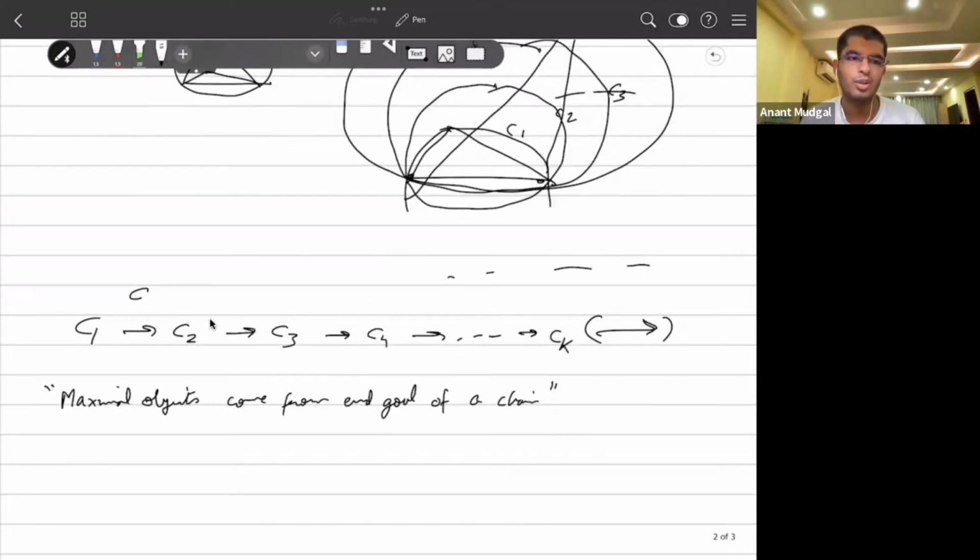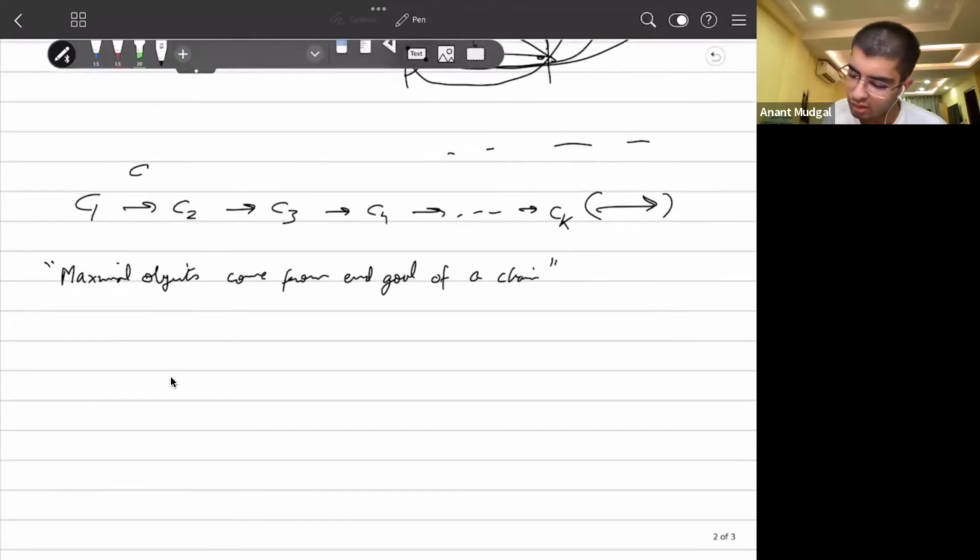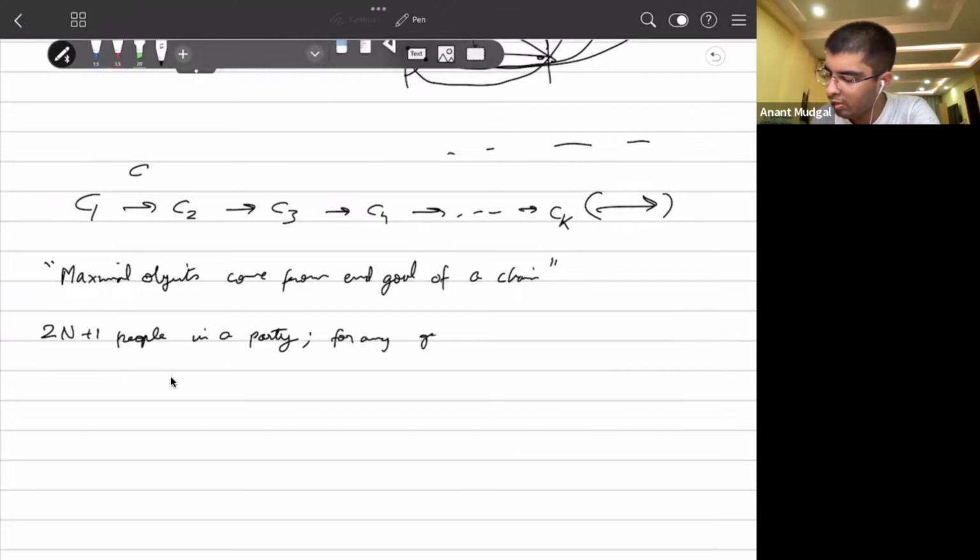So okay, instead of going on too much about this philosophy, I'll pick something which is an actual problem. So here's a problem. Let's say you have 2n plus 1 people in a party, satisfying the following condition: for any group of n people, there exists a person who knows them all. So knowing is mutual, if A knows B, B knows A, it's basically a graph.